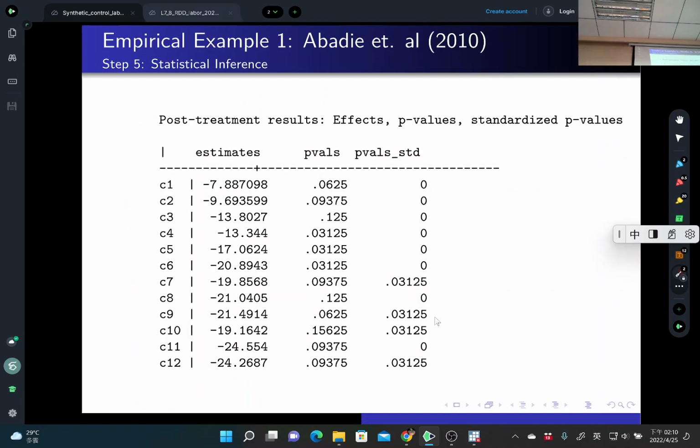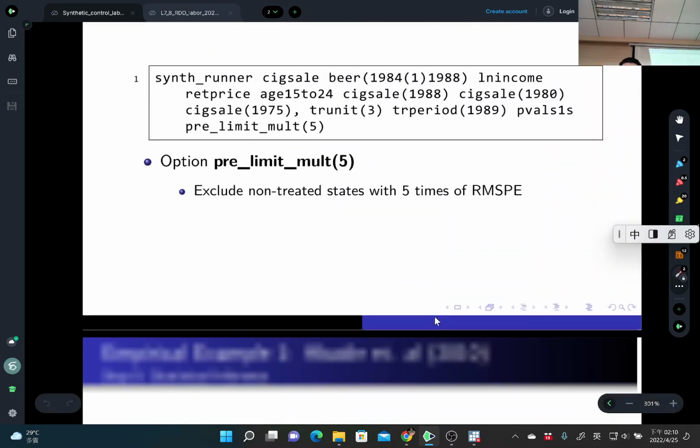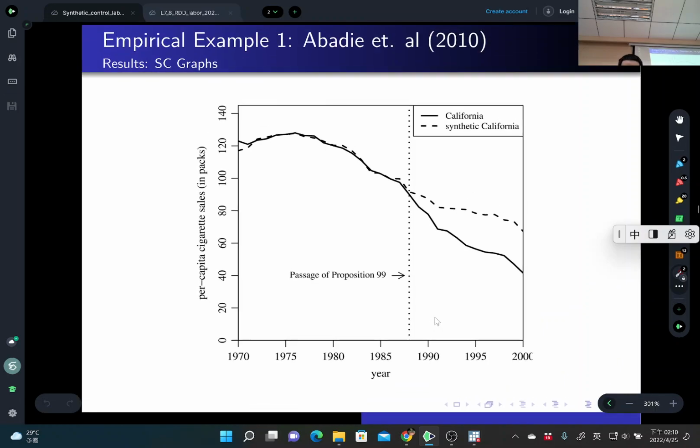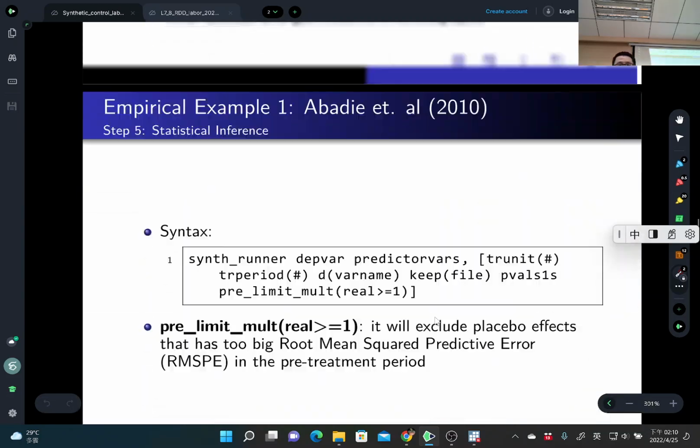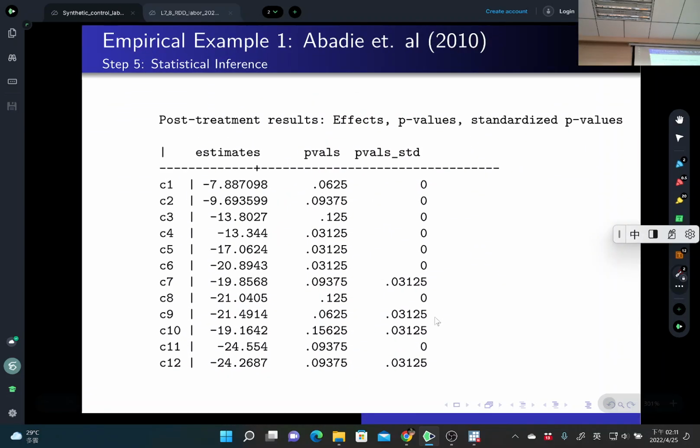Basically, it will give you the synthetic control estimate for each year, for each time period. So in our case, it's 1989, 1990 until 2000. And that's the estimated effect, the difference for each period. C1 means the first period after the treatment happened, until the 12th year after the treatment happened. And this is just a point estimate, and this gives you the p-value.